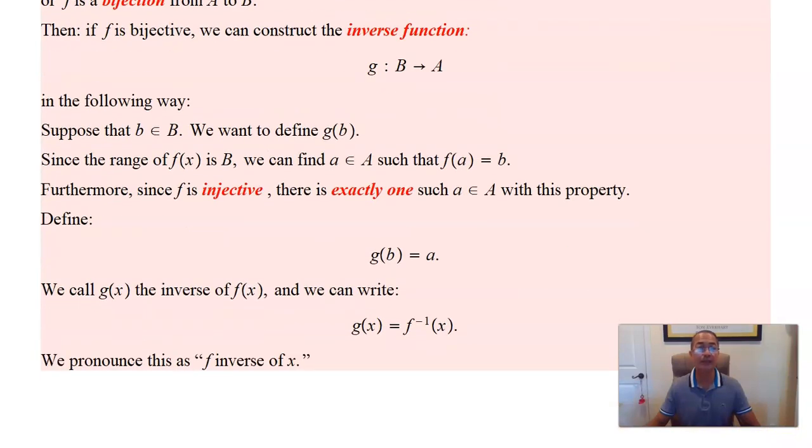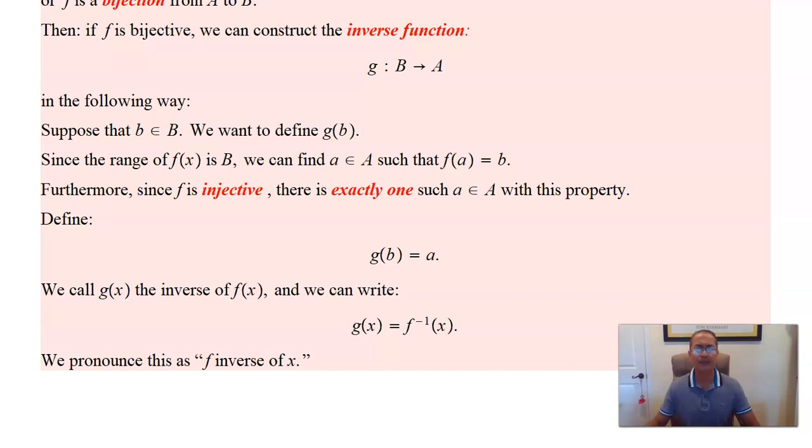Okay? So let's scroll up a little bit. There's exactly one element from the domain with this property. So now we can define g(b) as this element a. We also call g(x) the inverse of f(x), and we can write it in this notation, and it is pronounced "g of x is f inverse of x." So let me warn you, it does not mean reciprocal. It means the inverse of x.